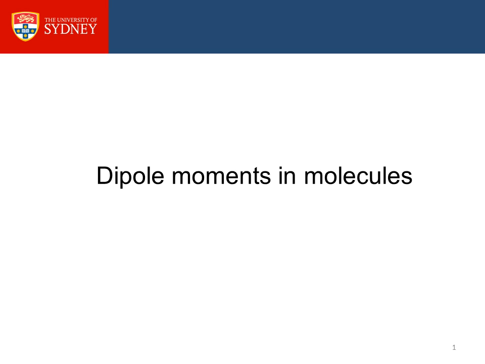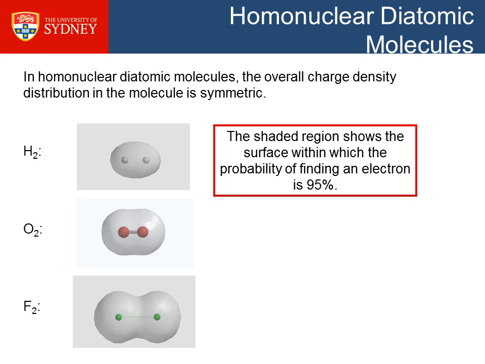In this video, we introduce the concept of dipole moments in molecules. In homonuclear diatomic molecules, the distribution of electrons is symmetric around the molecule. For example, in a hydrogen molecule, oxygen, or fluorine molecules, we can draw a shaded region around each molecule to indicate where we have the highest probability of finding electrons, say 95%, and these regions are symmetric around the molecule.